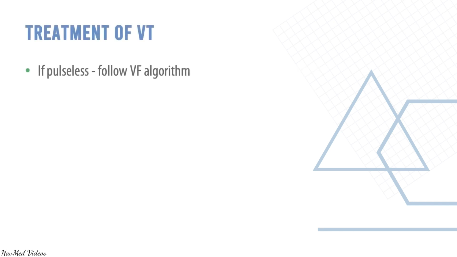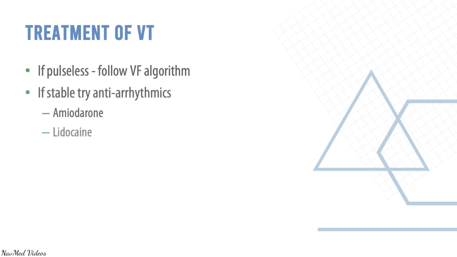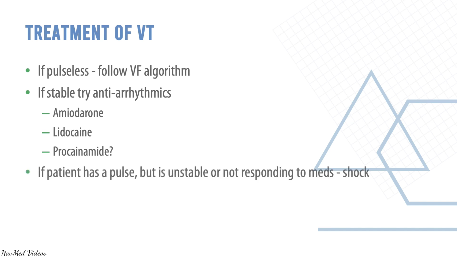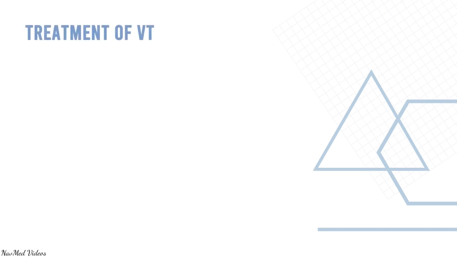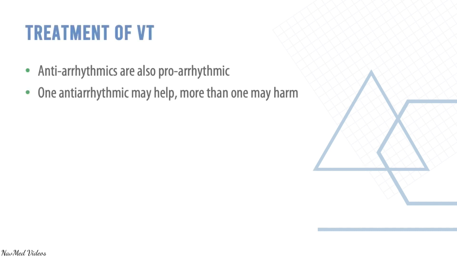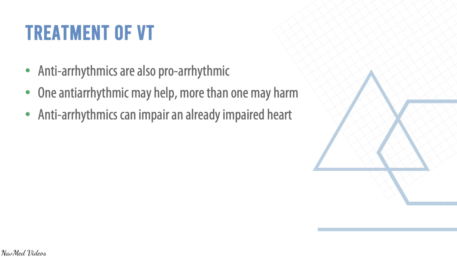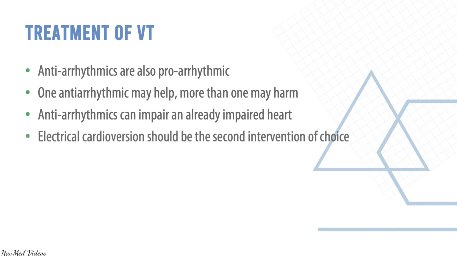Now, treatment: if pulseless, follow the algorithm. If stable, antiarrhythmics: amiodarone, lidocaine, procainamide. If the patient has a pulse but is unstable or not responding to medications, shock the patient. Antiarrhythmics are also pro-arrhythmic. One antiarrhythmic may help, more than one may harm. Antiarrhythmics can impair an already impaired heart. Electrical cardioversion should be the second intervention of choice. Okay, so that's the treatment of ventricular tachycardia.